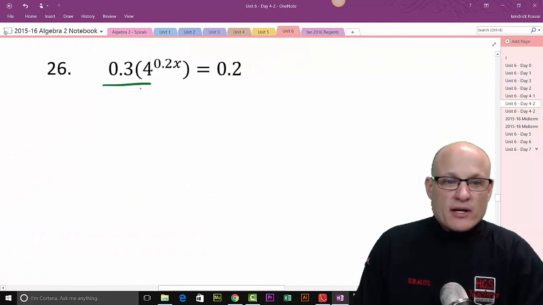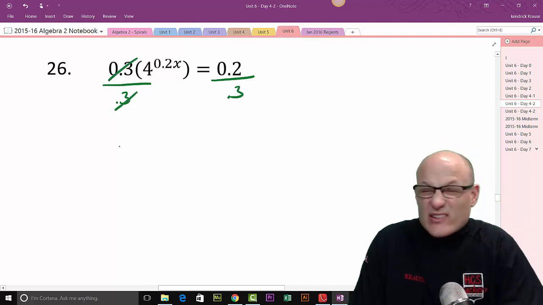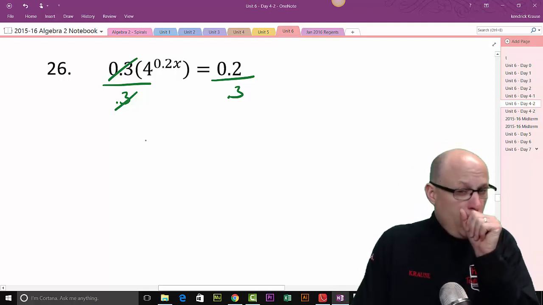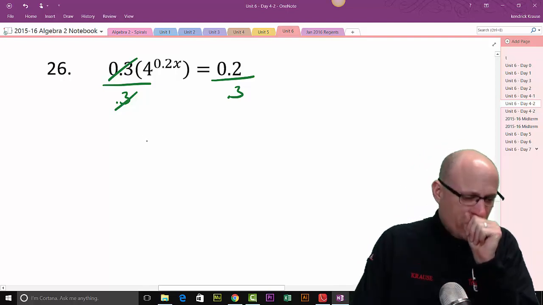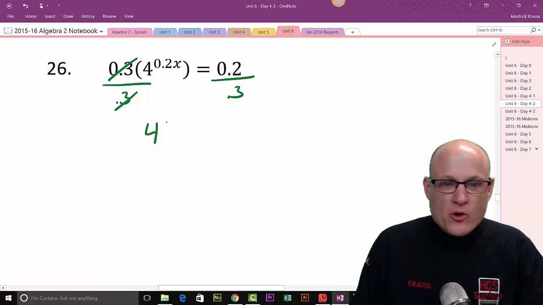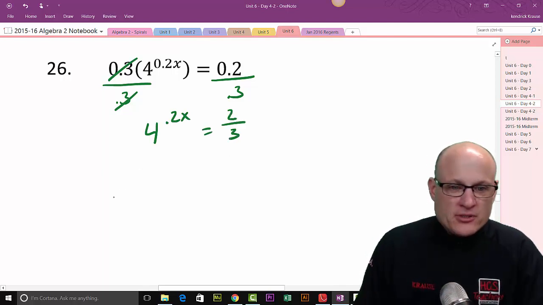Gotta love OneNote. Divide by 0.3, divide by 0.3, and for those of you that put that in your calculator and give me 0.666666667, that one serves me right. So 4 to the 0.2x equals, and that's just 2/3. I don't need those decimals. I could put both of them in there, but I don't.